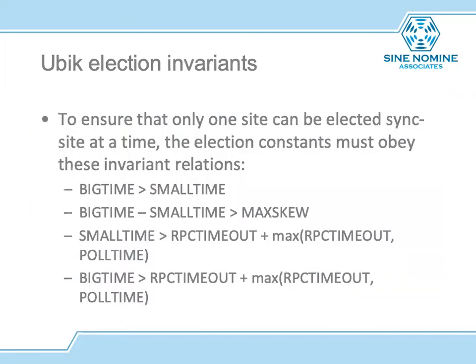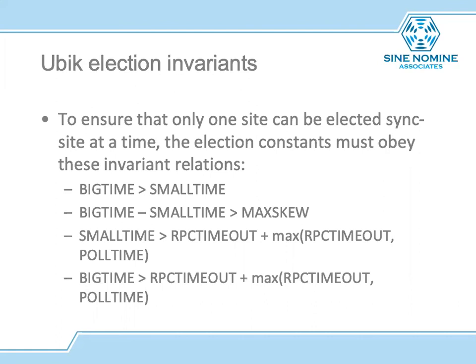Okay, so to ensure, as I mentioned earlier, that only one site can ever be elected at a time as the sync site, these numbers and the relationships between them are the magic that makes that happen. As long as the system is obeying these relationships in the setting, the values that are assigned to those constants, then Ubik is guaranteed to work correctly.